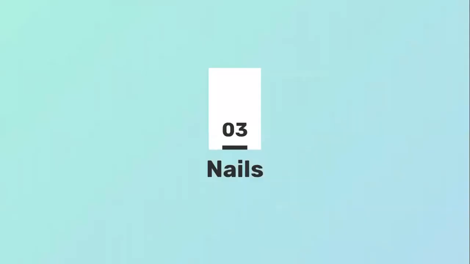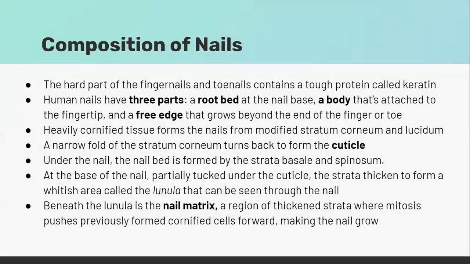Now we're going to move on to the nails. So the composition of the nails is also made out of keratin. It's a very tough protein. If you notice, your nails are very tough, they're not very bendy, obviously.